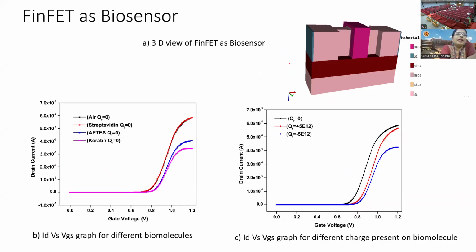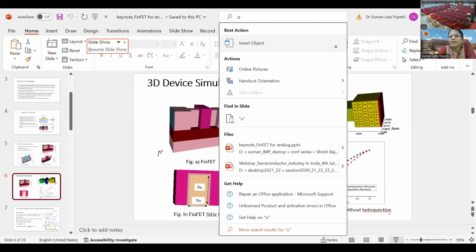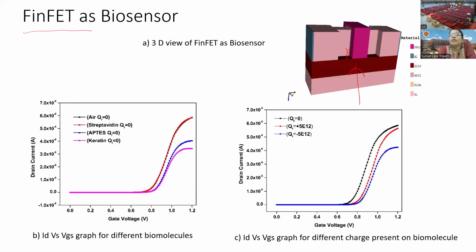Now, another analog application of FinFET is the biosensor. We can also design a biosensor with the help of FinFET. This is the normal architecture of FinFET; to make it a biosensor, one very common method, described in several literatures, is to create a cavity under the gate. The cavity can be anywhere, here or here. Because the gates are all around, you can create the cavity, but you need to check the performance to see which one is most effective.